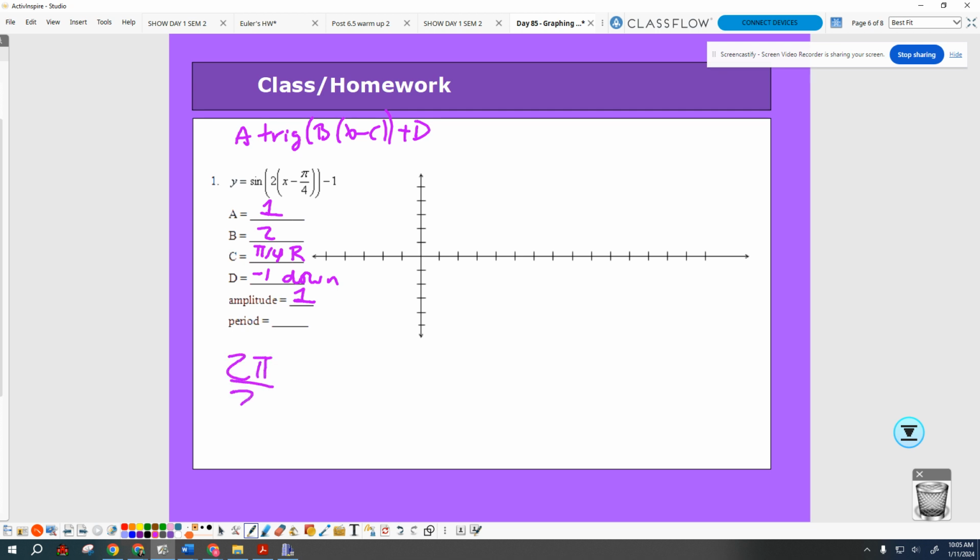2 pi divided by the B value, which is just pi. Okay, so that was step 2 on this procedure. It says calculate the actual period: 2 pi divided by the B value. 2 pi divided by 2 is pi.